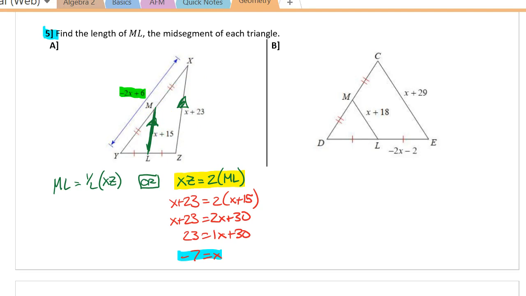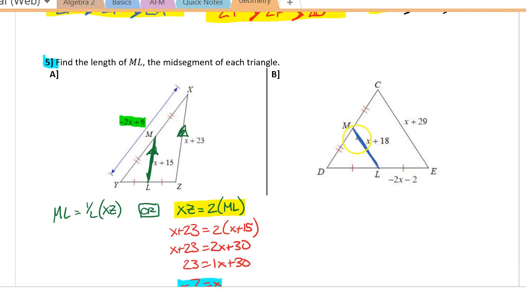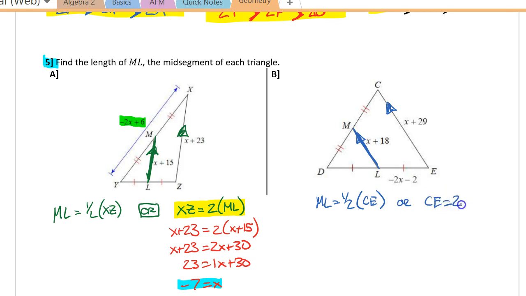Okay, 5b. Again, we know that ML is the midsegment of the triangle, so that means that ML is parallel to CE. We also know that ML is equal to 1/2 of CE, or CE is equal to twice ML. And again, I'm going to use this version of the statement. So I'm given that CE is equal to X plus 29, and ML is equal to X plus 18.